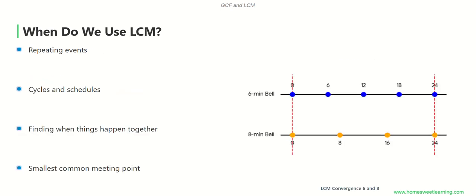For LCM, think about timing. Like one bell rings every 6 minutes and another every 8 minutes. We already found the LCM is 24, so that means both bells will ring together again after 24 minutes. If you list it out, one goes 6, 12, 18, 24, and the other goes 8, 16, 24. So 24 is the first time they match. That's why LCM is used for when will things happen together type questions.